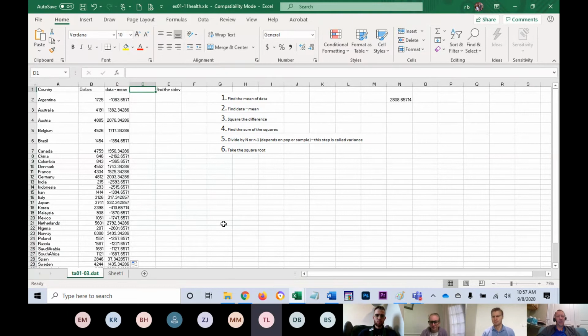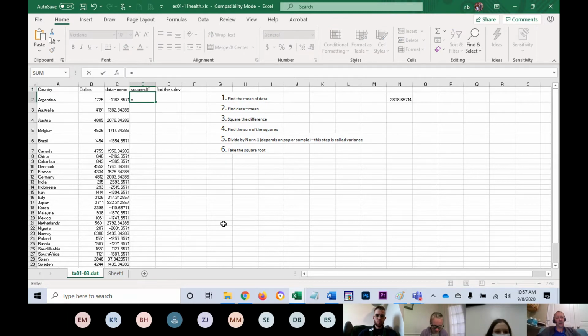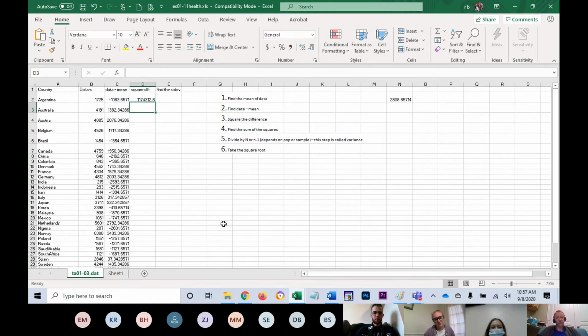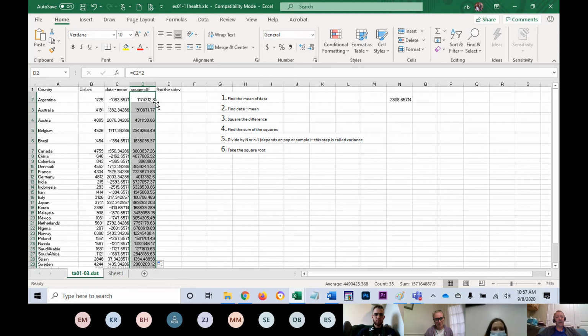For this one, you square all of those numbers that you just calculated. Square the difference. Okay. So how do I do this first one? So you take negative 1083.6571 and square it. So multiply it by itself. Okay. I'll multiply it by itself. And we did that lickety split. Okay.